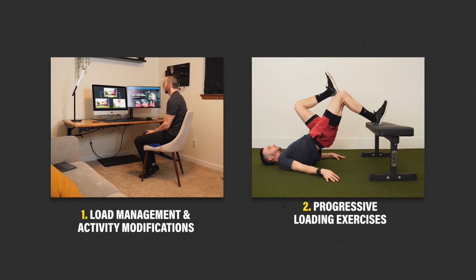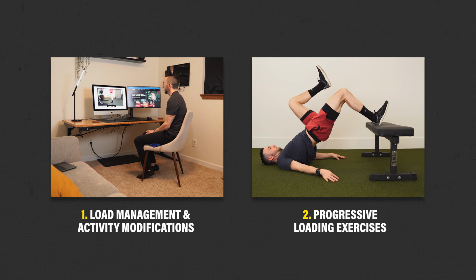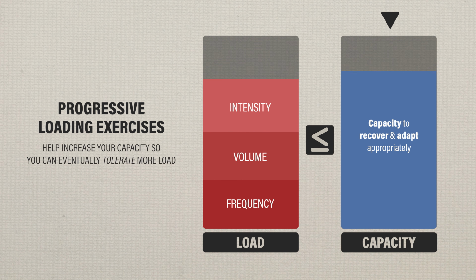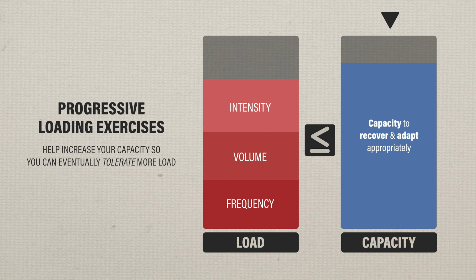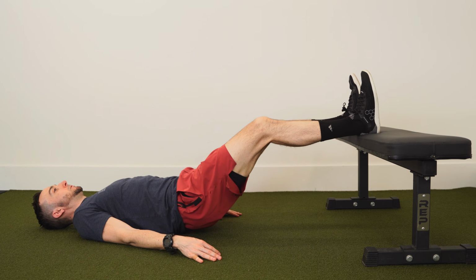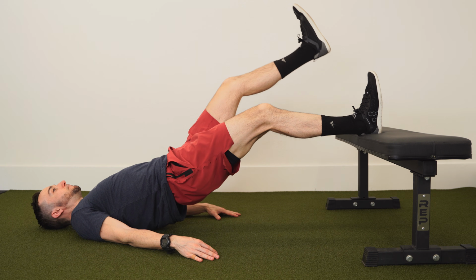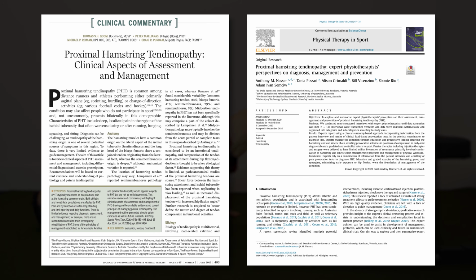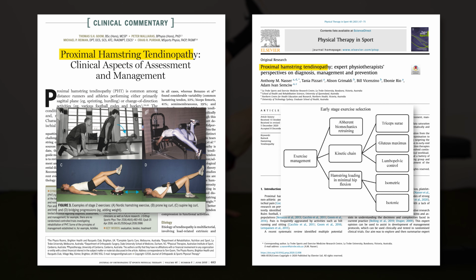The second component of rehab will be performing exercises that emphasize progressive hamstring loading. These will help to further increase your capacity so you can eventually tolerate more load. To date, there are no clear guidelines for how to implement exercises for this condition. However, using the work from Goom et al. in 2016, Nasser et al. in 2021, and other tendinopathy research, we can create a general rehab framework.